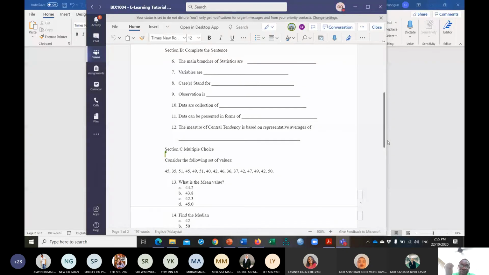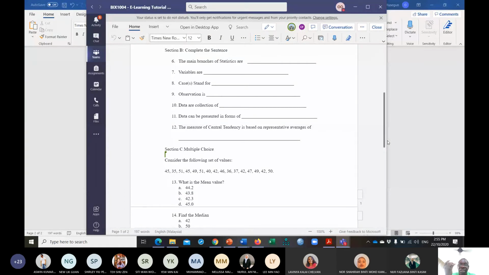Data are a collection of responses. Good, responses from the sample. So a lot of observations that were collated became data. Okay. Data can be presented in forms of table and figure. Table and figure, yes. So yes, tables, figures. Okay.